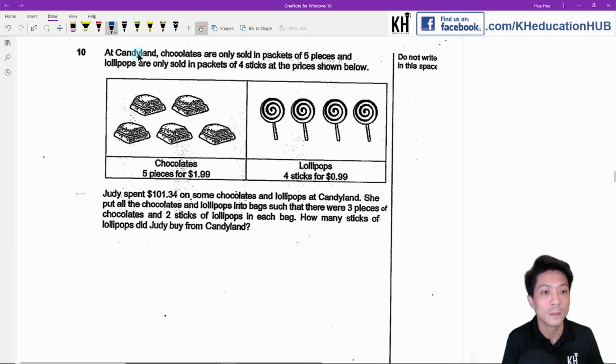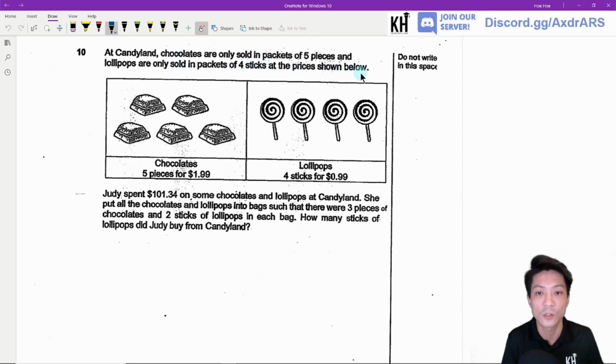Question 10. At Candyland, chocolates are only sold in packets of 5 pieces and lollipops are only sold in packets of 4 sticks at the prices shown below. So chocolates are 5 pieces at $1.99 and lollipops are 4 sticks at 99 cents. Judy spent $101.34 on some chocolates and lollipops at Candyland. She put all the chocolates and lollipops into bags such that there were 3 pieces of chocolates and 2 sticks of lollipops in each bag. How many sticks of lollipops did Judy buy from Candyland?